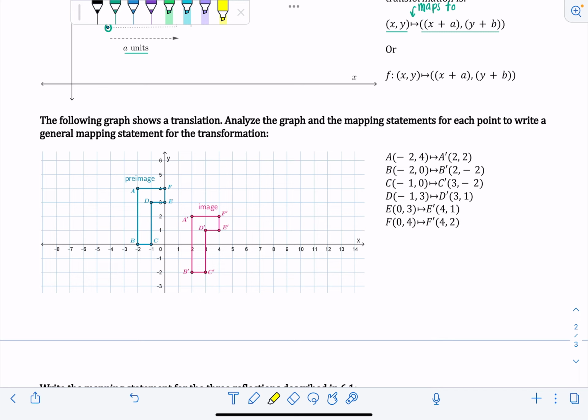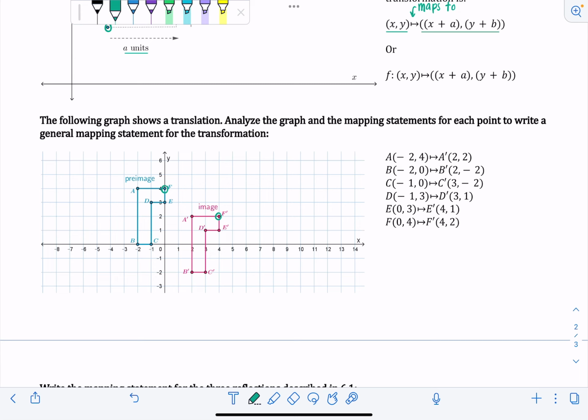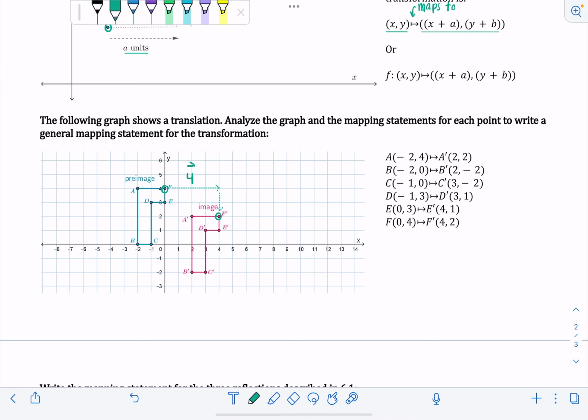But we just need to grab 2 corresponding points. So I'm going to do F from the pre-image, F prime from the image, and see what direction and how far it's moving. To get from F to F prime, I'm moving 4 units to the right, and then 2 units down. Then we can write that with a mapping statement, instead of writing out the full sentence of translated 4 to the right and 2 down, we'll just use shorthand to write it.